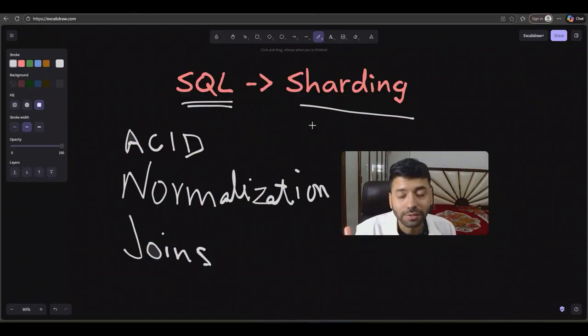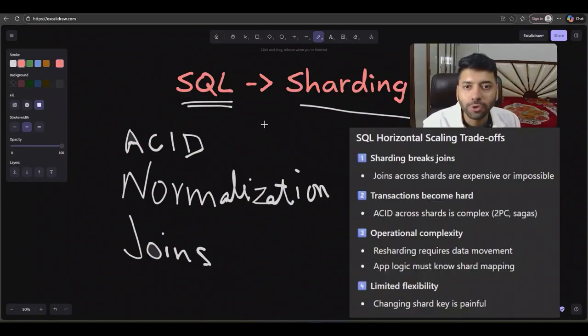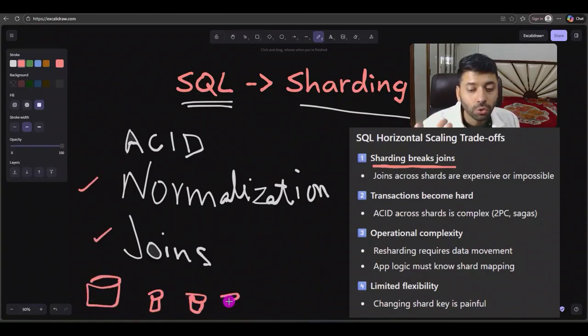Why is it so complex? All right, let's understand that. Yes, of course you can do horizontal scaling in SQL, but it is complicated. Why? Because first, sharding breaks the joins. We said we follow normalization in SQL, and SQL is also good for joins. But when we split into multiple shards, the joins become quite difficult. Why? Because now you have to do joins across the shards, and those are really expensive and really difficult. So it becomes hard.